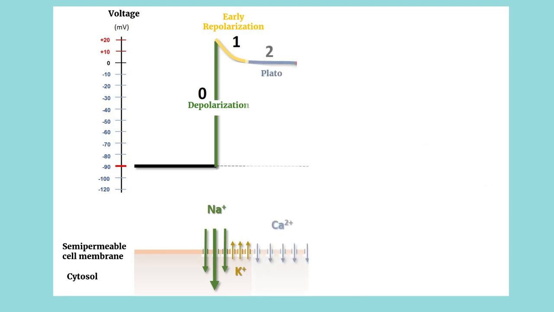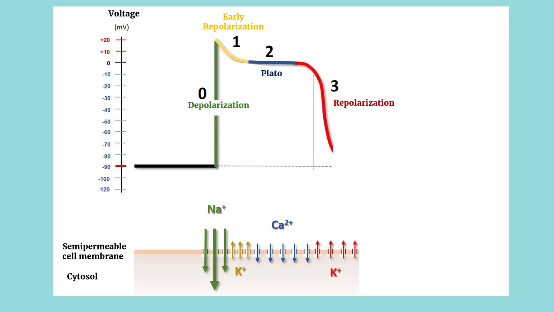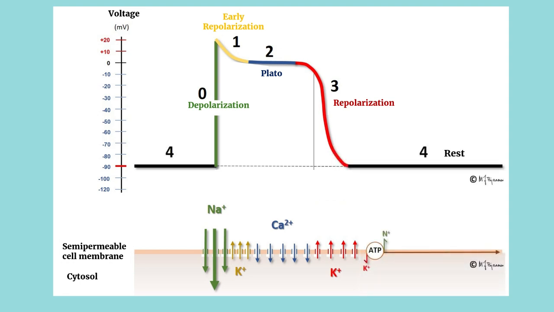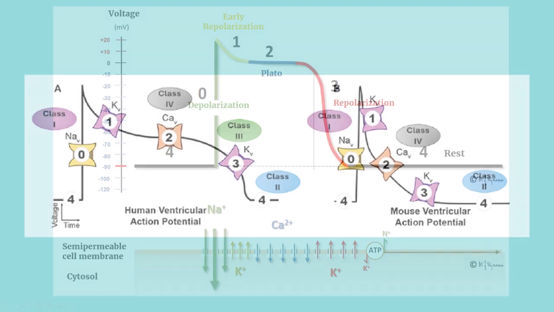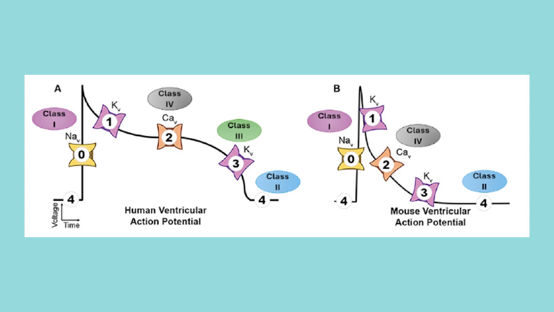And in Phase 2, a balance between calcium influx and potassium efflux occurs, with class 4 drugs reducing calcium entry and contractility. Phase 3 sees rapid repolarization from potassium efflux, prolonged by class 3 drugs. Phase 4 is the resting potential, where class 2 drugs, also known as beta blockers, slow the heart rate by reducing pacemaker activity. Each drug class targets specific phases to treat arrhythmias.